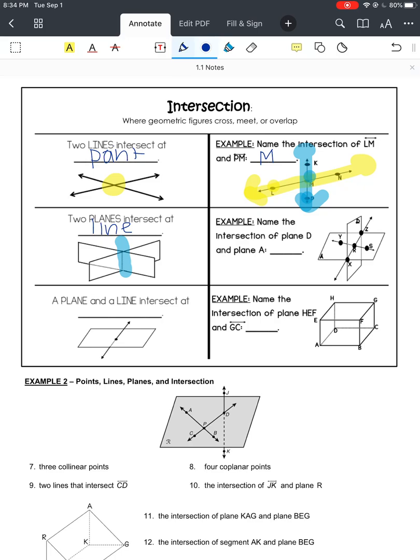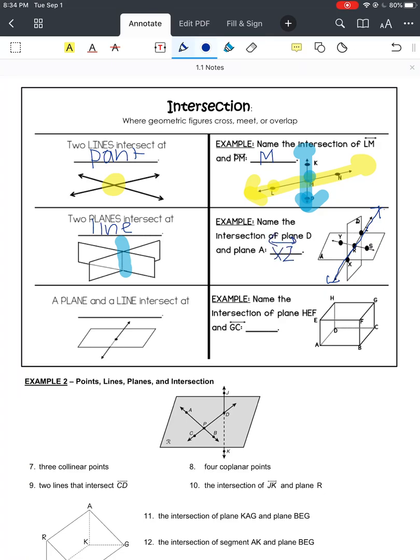So name the intersection of plane D and plane A. So these are the 2 planes here on my right. And this line is going through them. So I can name that line with any 2 points it crossed. So I'm going to go ahead and name it XZ.